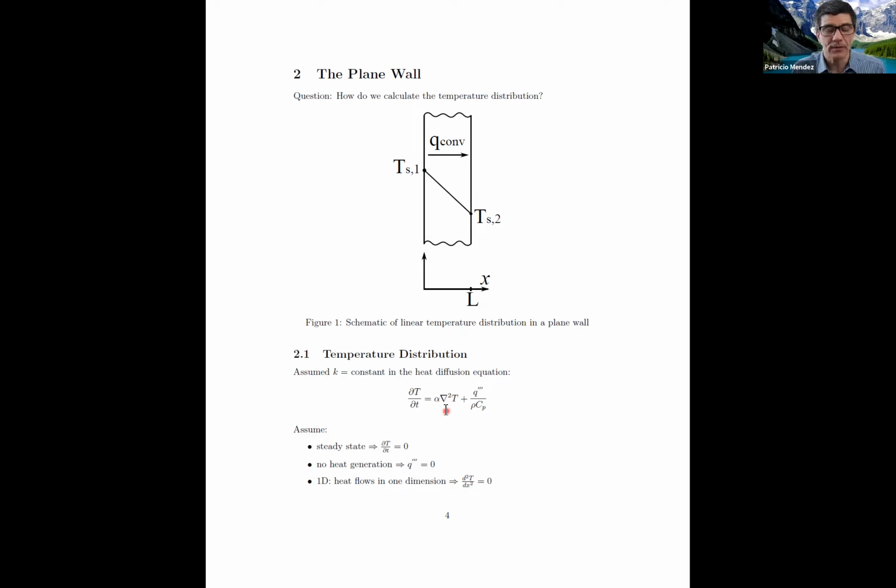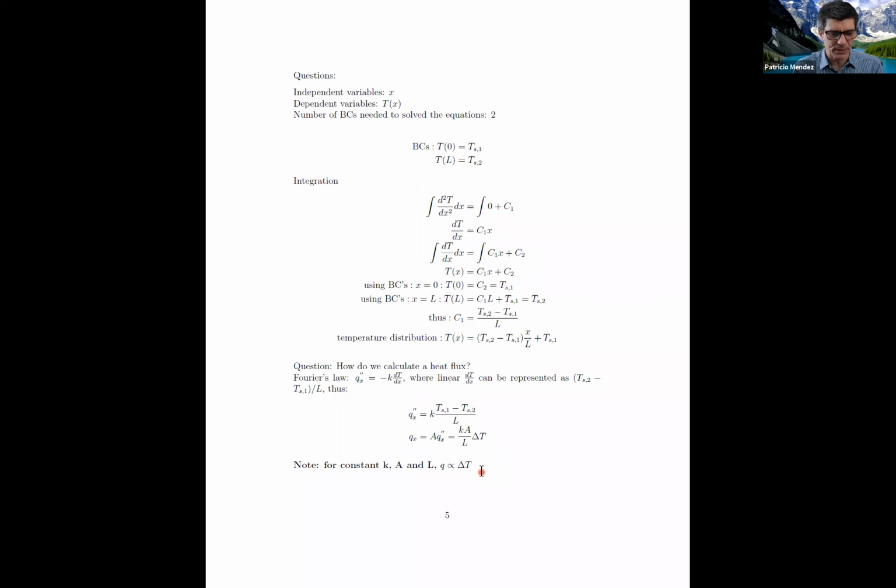But we still can say more, because if it is 1D, the derivative in y and the derivative in z are 0 too. And our differential equation becomes just a second derivative. And there are many ways of integrating the second derivative, but here is a trivial one. And what we saw is something that in reality is very general. What we saw in this particular case is that the heat rate across the wall is proportional to the temperature difference between the surfaces of the wall.